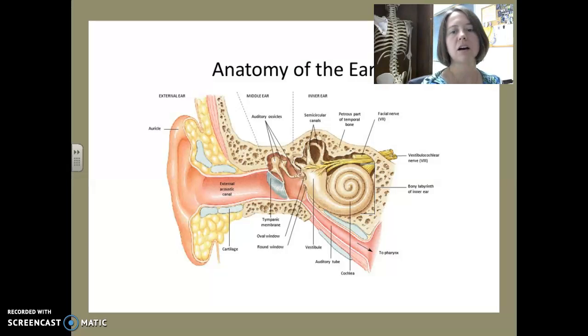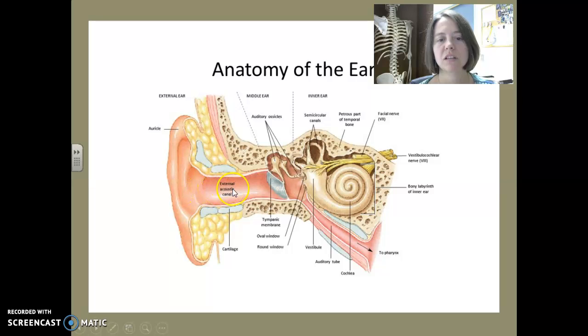And looking at a picture closer up, again, we have the external auditory meatus, which becomes the canal, and then you have the tympanic membrane, the eardrum, and then you have your auditory ossicles, the malleus, incus, and stapes, which then lead to the vestibule and cochlea.